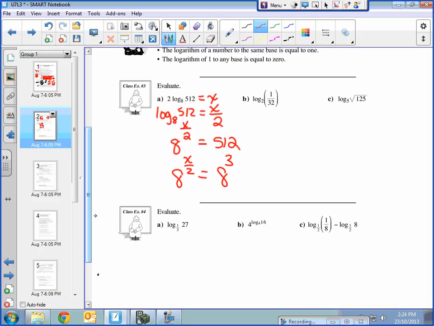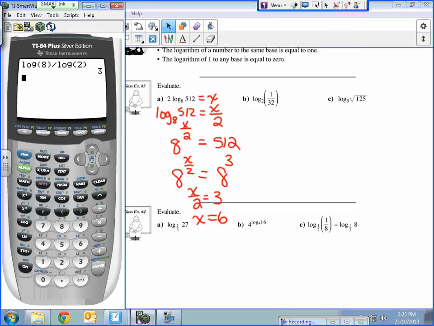So now that I have my bases the same, I can set my exponents equal to each other. Okay, so now I have x over 2 equals 3. So now you want to isolate x, so you multiply both sides by 2. x equals 6. Does everyone get that? Yep. Or you could go in your calculator and go 2 times log of 512 divided by log of 8, and it should be 6. Yeah. Okay, so you see how you can check your work here?